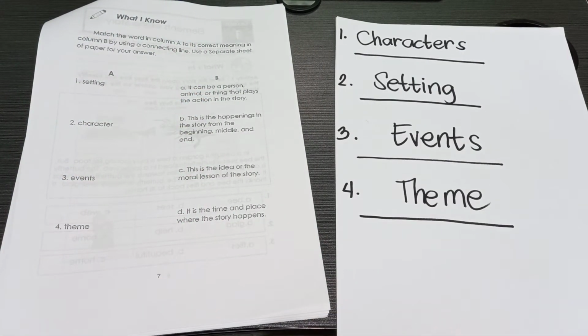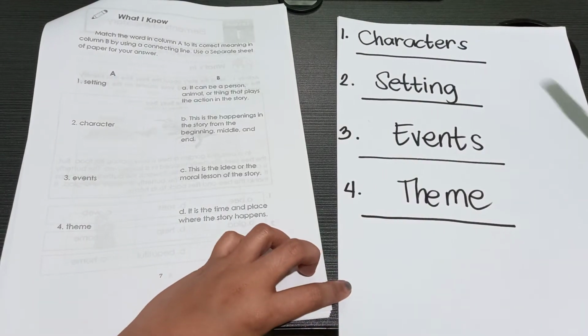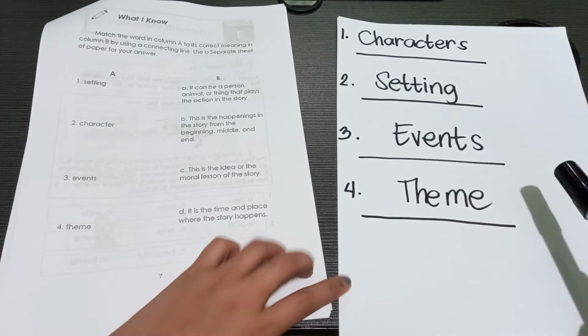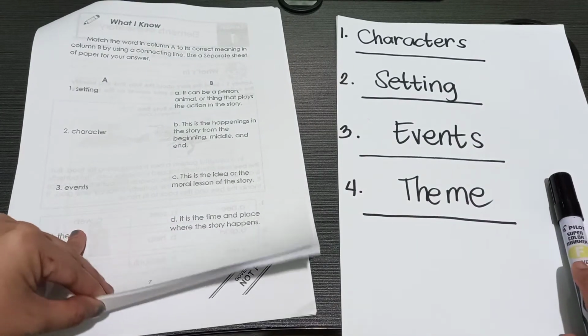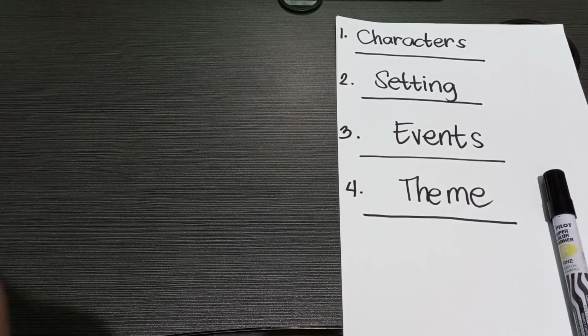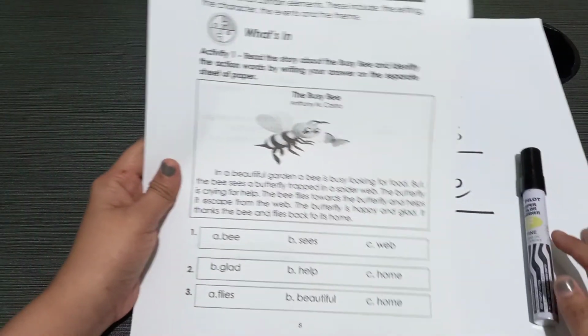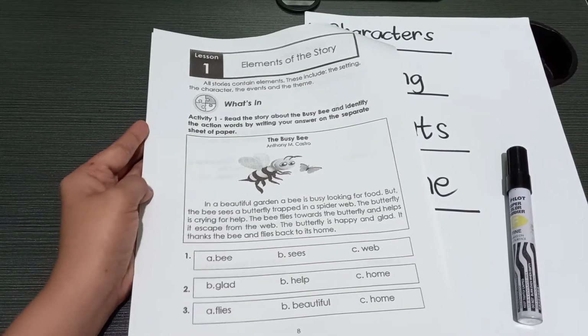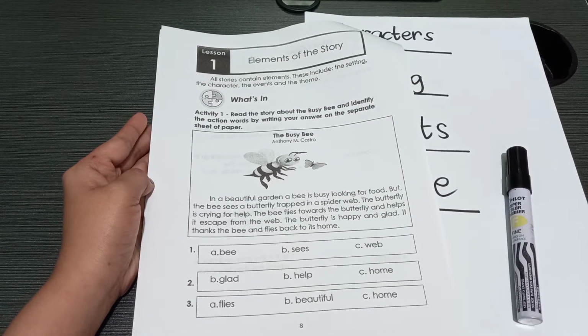So, do not forget the elements of the story. We have the characters, setting, events, and theme. Next, elements of the story. All stories contain elements. These include the setting, the character, the events, and the theme.